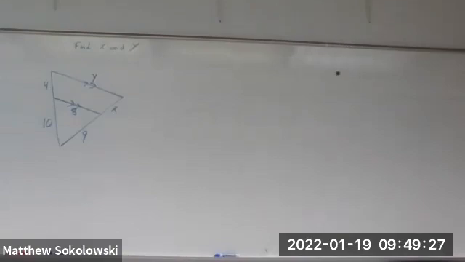4 is in the side of a triangle. You can't use 4. You have 10. 10 is a side. What's another side?